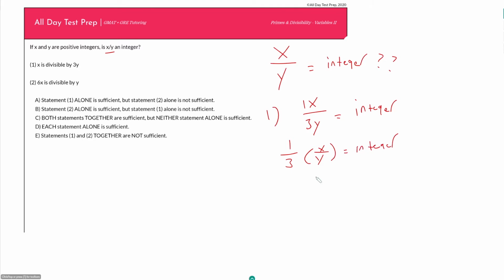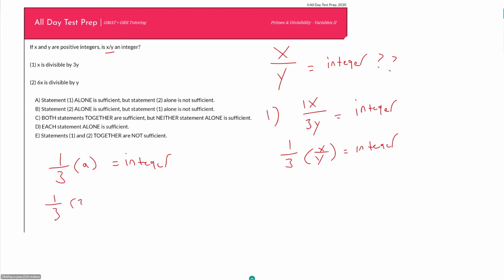I think people get a little bit confused here, or find it hard to think about the properties of x over y, because it is a fraction as opposed to just a single variable. So let's say we just had something like this: 1/3 times a is equal to an integer. Well, what would that mean about a? That would mean a would have to contain a 3 so that it could cancel out this 3 in the denominator, because the only way to get an integer is by getting rid of this denominator.